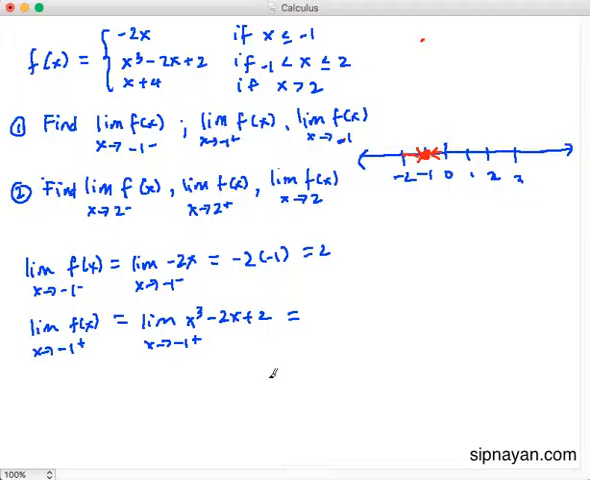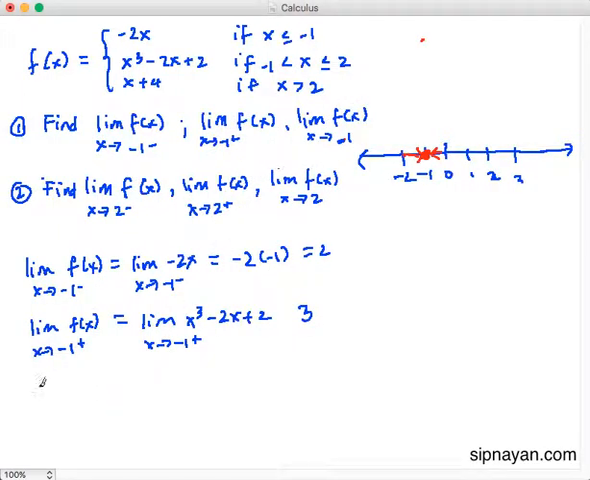So, ano na siya? Substitute lang natin yung negative 1 dito, negative 1 cubed minus 2 times negative 1 plus 2. No? So, magiging negative 1. Negative 1 cubed is negative 1 and then magiging plus 2. Ito, tapos magiging plus 2. This becomes 3. So, the limit of x cubed minus 2x plus 2 as x approaches negative 1 from the right is 3. Okay, so meron na tayo sagot dito.